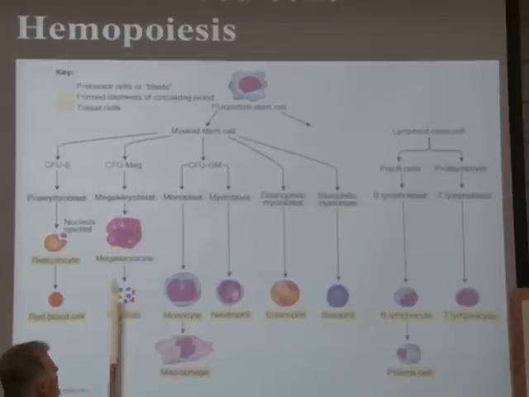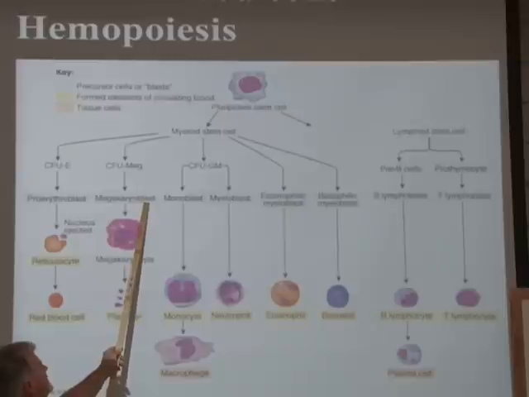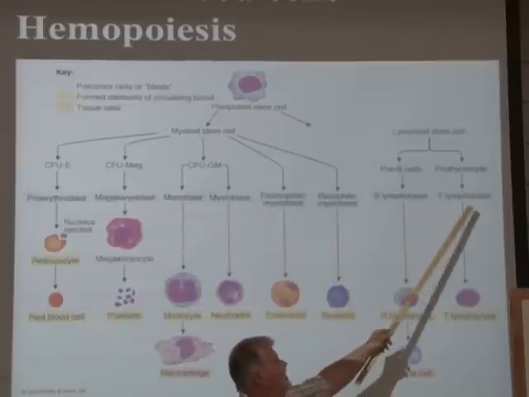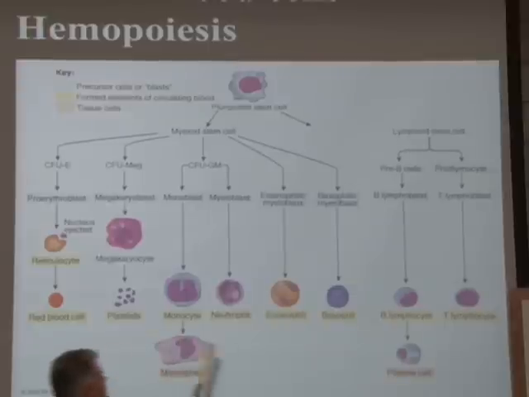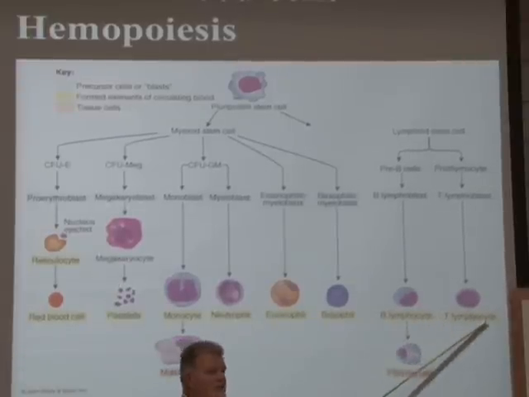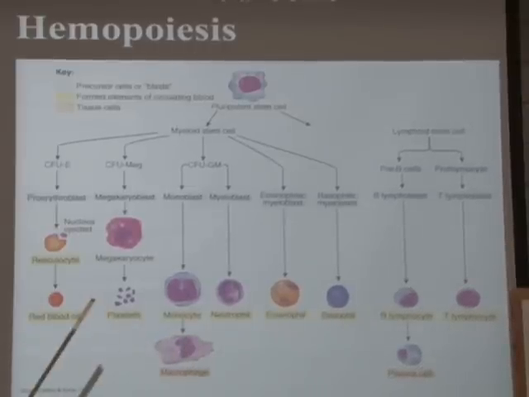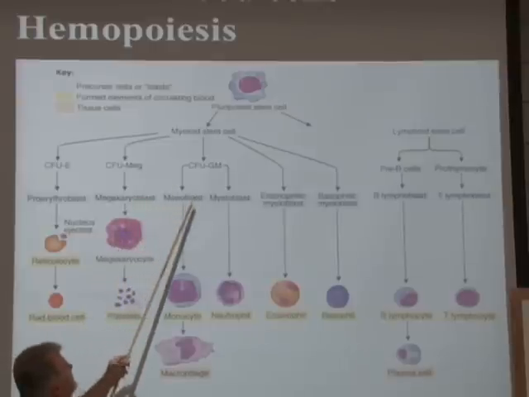So notice the pattern is that these cells are all named blasts because they are immature cells. And all the cells down here that are labeled as cells end in the word cyte because they're mature cells.